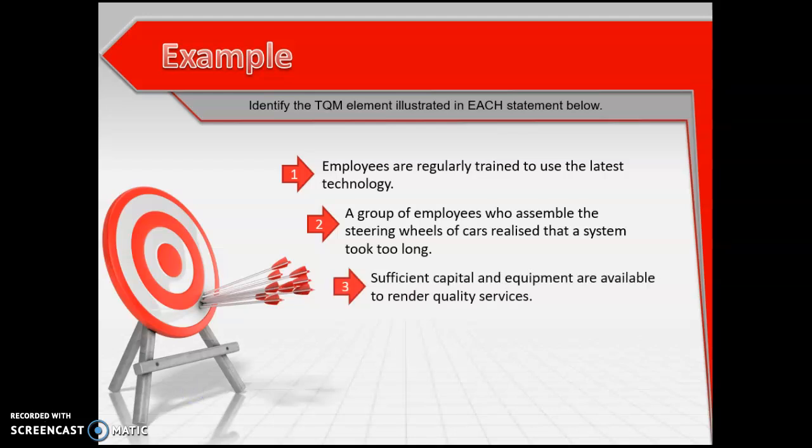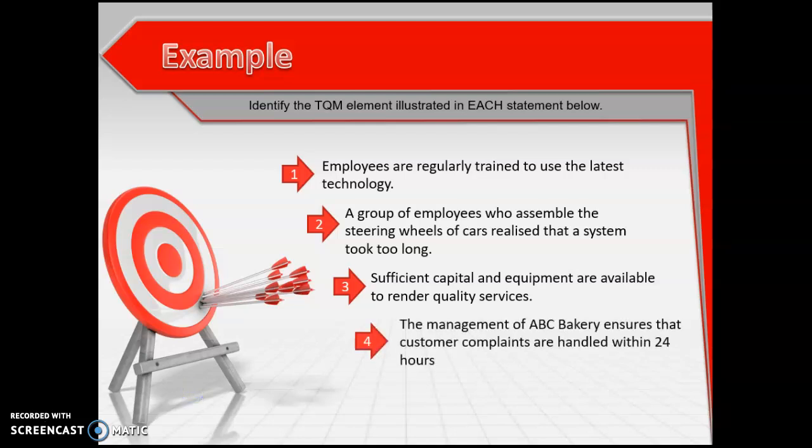The third one, sufficient capital and equipment are available to render quality services. So that's about adequate financing and capacity. The last one, the management of ABC Bakery ensures that customer complaints are handled within 24 hours. So the key word there is customer. So obviously our element is going to be total client satisfaction.